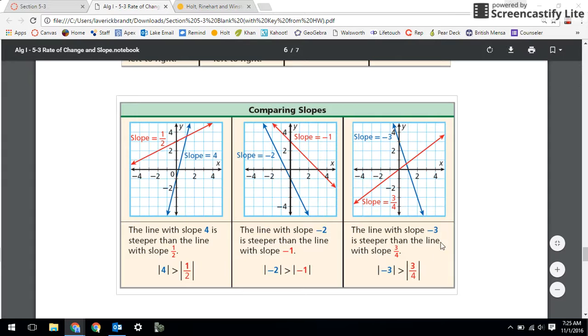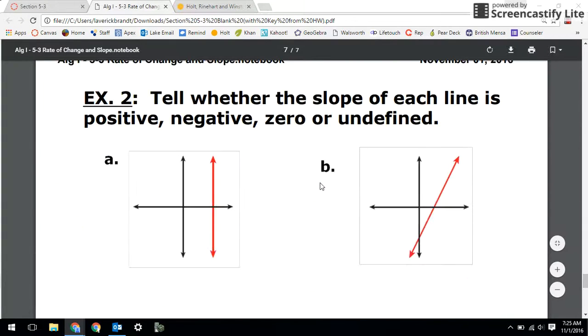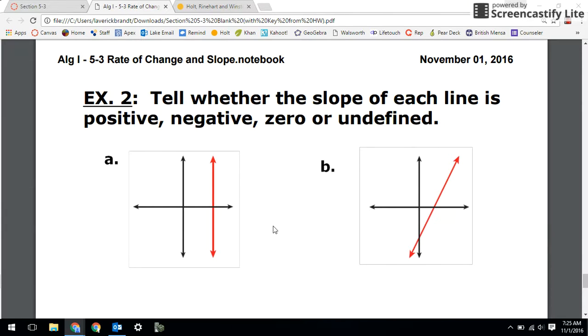Think about this. The slope of a line with a negative 3 is going to be steeper than a slope with a line of 3/4. Again, because of the absolute value. Since 3 is bigger than 3/4, this is a steeper line. Steeper meaning a greater rate of change. Okay. So tell whether the slope of the line is positive, negative, 0, or undefined. I want you to pause here and think about these two. Tell whether it's positive, negative, 0, or undefined.